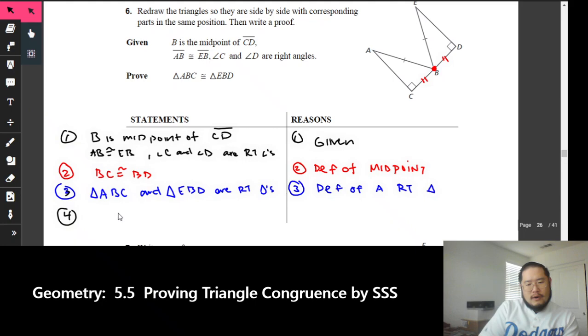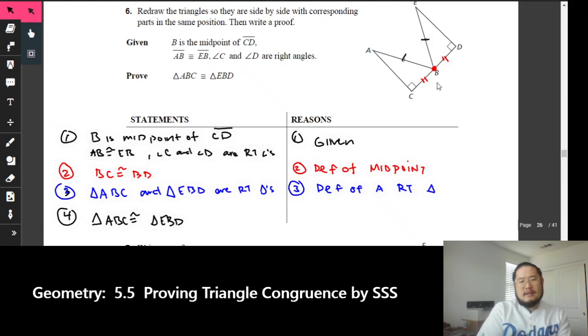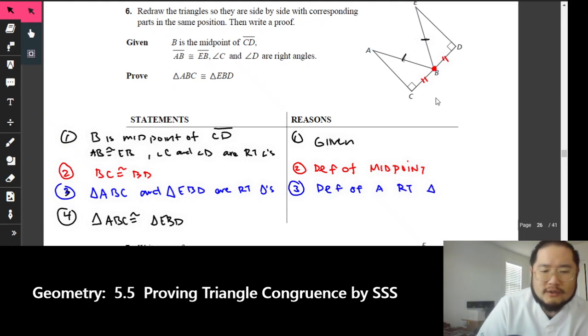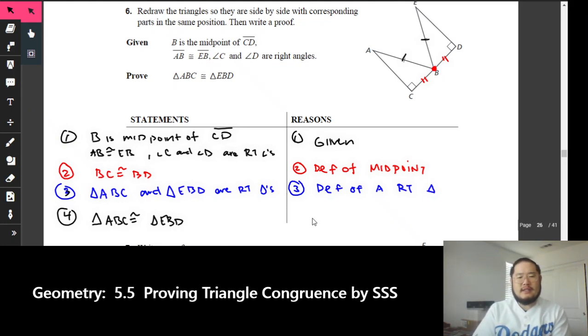And so for the last part, in statement 4, I can go ahead and say that triangle ABC is congruent to triangle EBD. Because look, we have a right triangle. I've got a hypotenuse that happens to be congruent. I've got a pair of legs that happen to be congruent with each other. And so I can say that these two triangles are congruent using the hypotenuse-leg congruence theorem. And there you go with number 6.